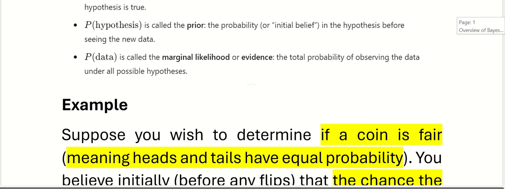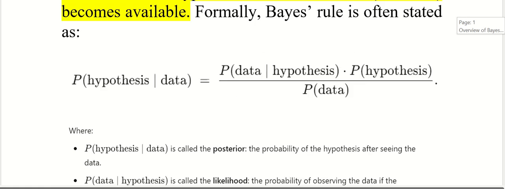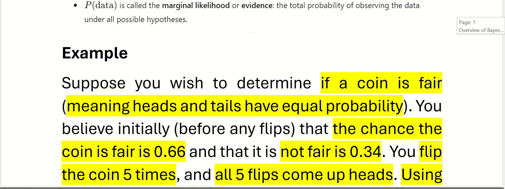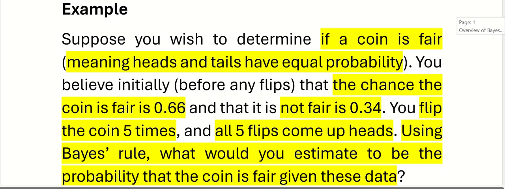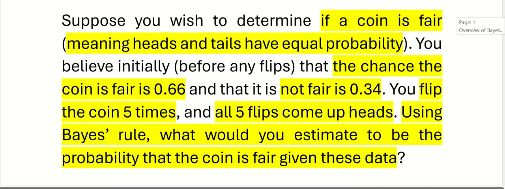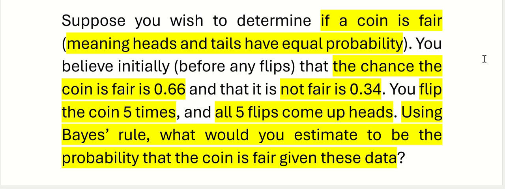So let me give you an example. Here's again the formula, and let me show you how to use it. Suppose you wish to determine if a coin is fair, meaning heads and tails have equal probability. You believe initially, before any flips, that the chance the coin is fair is 0.66 and that it's not fair is 0.34. You flip the coin 5 times and all 5 flips come up heads. Using Bayes' rule, what would you estimate to be the probability that the coin is fair given these data?